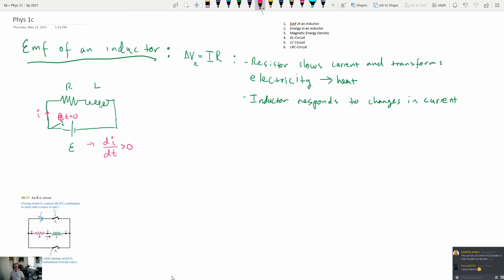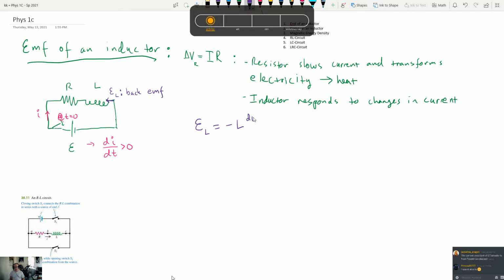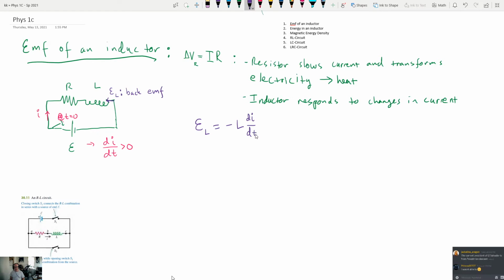What's going to happen is the inductor is going to set up what we call a back EMF, and in this particular case, that back EMF is going to go this way. I'm going to call this E sub L, the back EMF from the inductor. It's going to go back to the left. We can write an equation for it. The EMF of the inductor is going to be equal to negative L, which is the inductance, multiplied by the derivative of the current, or the time rate of change of the current.